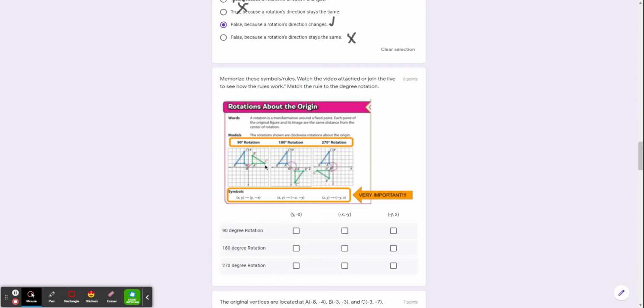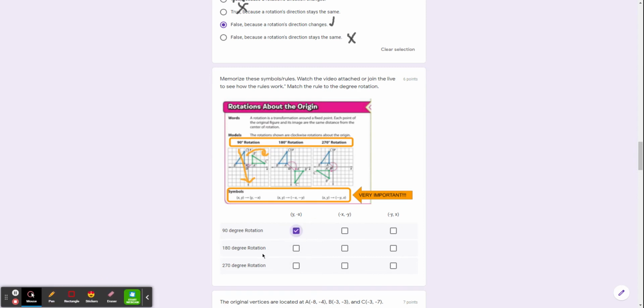So a 90-degree rotation, notice how right here, let me get my pen. The 90-degree rotation is right here. You see how it turned? It started here and it turned over to here. So that's a 90-degree rotation. And the rule is going to be (x, y) turns into (y, -x). Y, opposite x. So that's going to be this first one.